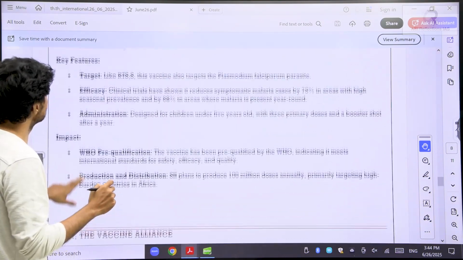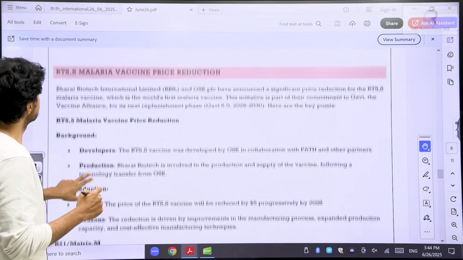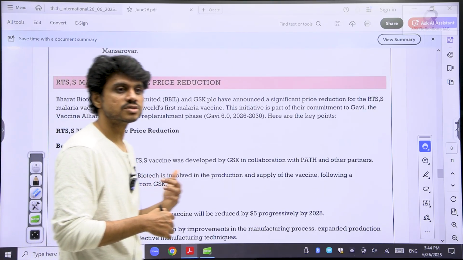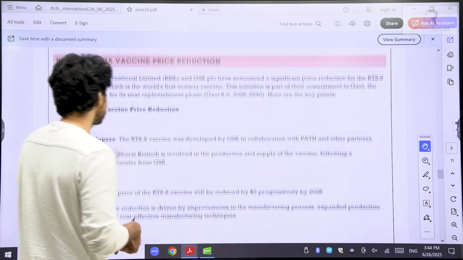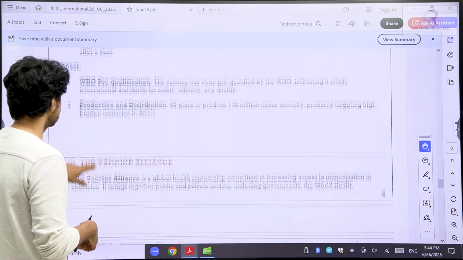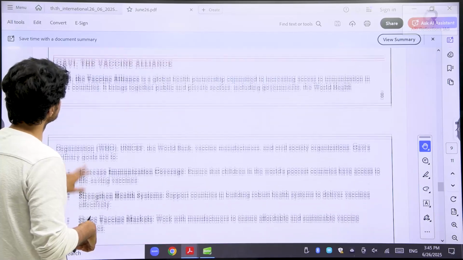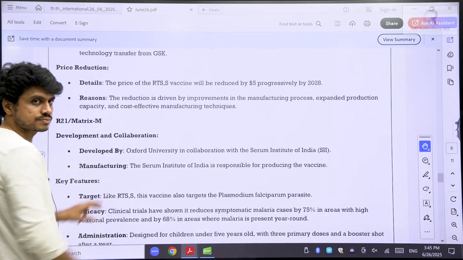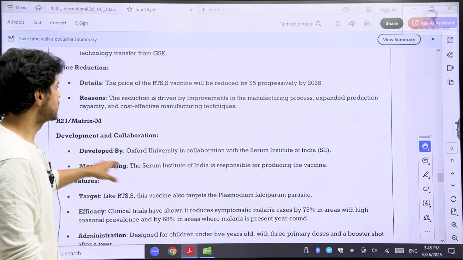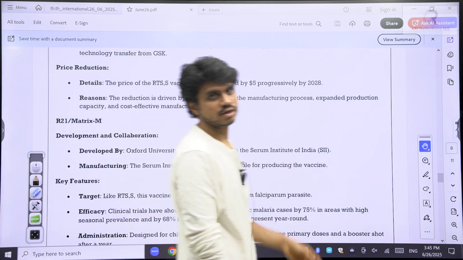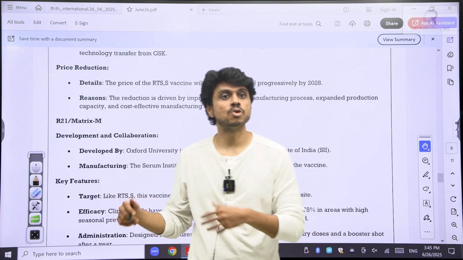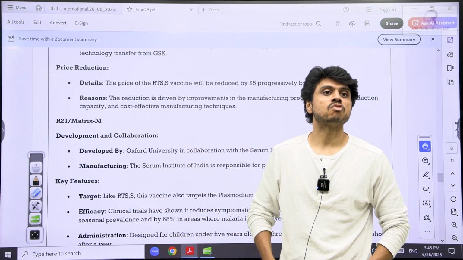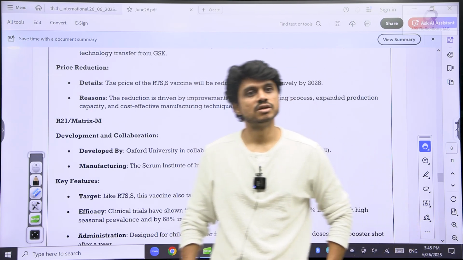They will ask you in the prelims what this R21 RTS is, because it is in the news. You should be able to tell this is a malaria vaccine. Apart from this RTS, there is also one more vaccine currently in trials, called R21. This is being developed by the Serum Institute of India. See here how India is progressing: Bharat Biotech, Serum Institute of India. We are able to progress forward in terms of vaccine production.